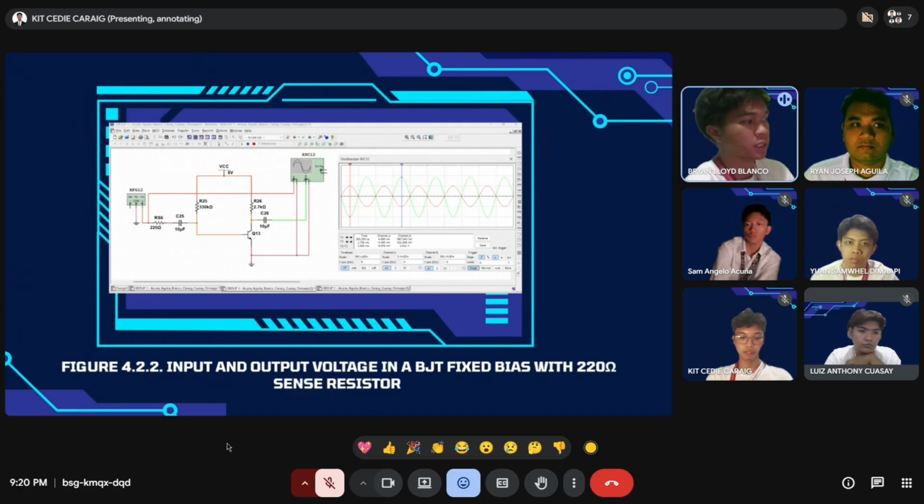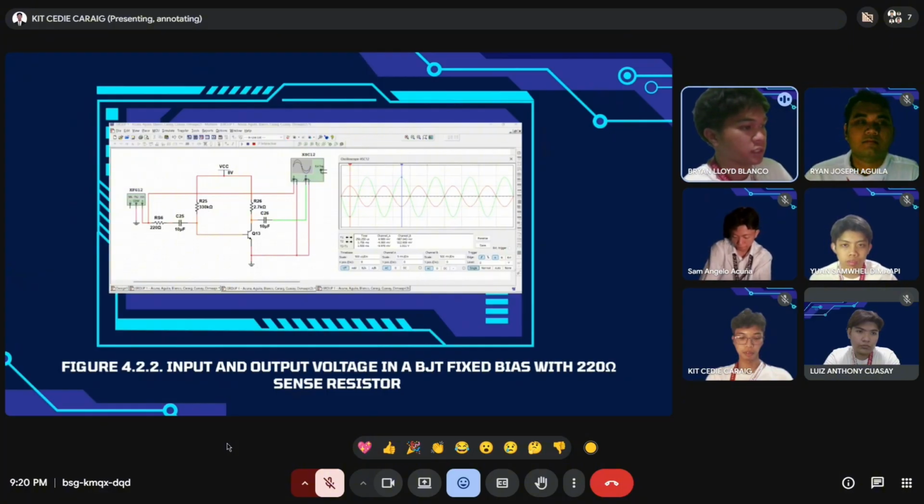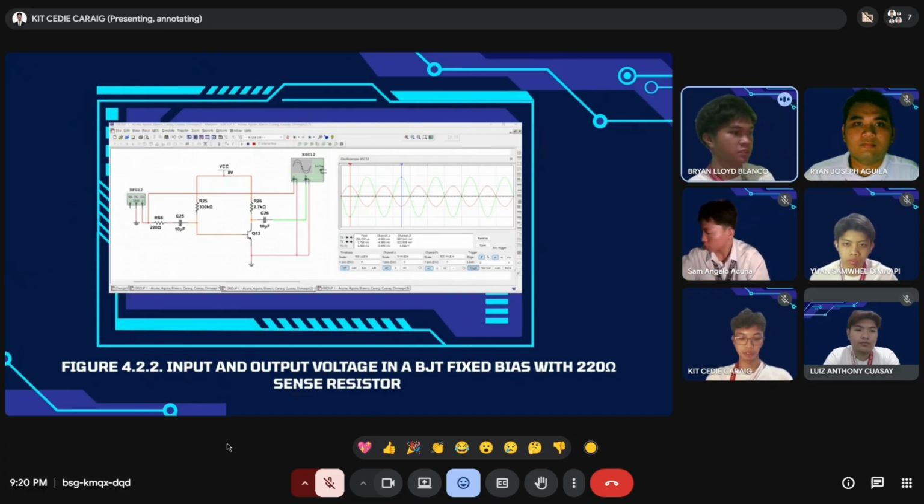For figure 4.2.2, a 220 ohm sense resistor, the input remains about 4.99 millivolts while the output drops to 922.91 millivolts. Dividing the two, we get 184.95. The output amplitude decreases compared to the 100 ohm case, and the waveform shows increased distortion at the peaks, as the larger sense resistor strongly impacts the circuit's biasing and further limits the transistor's linear operation. Next slide.